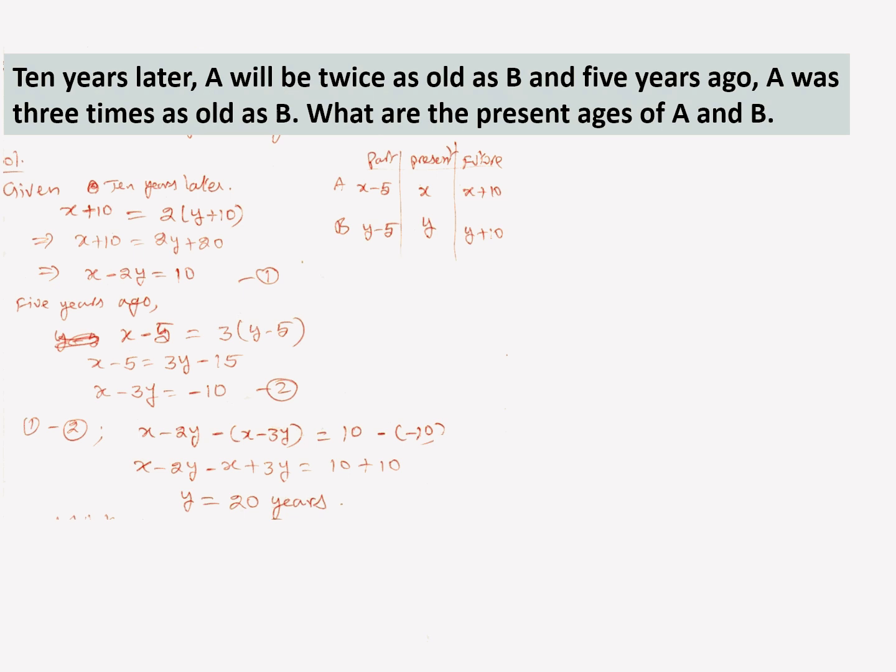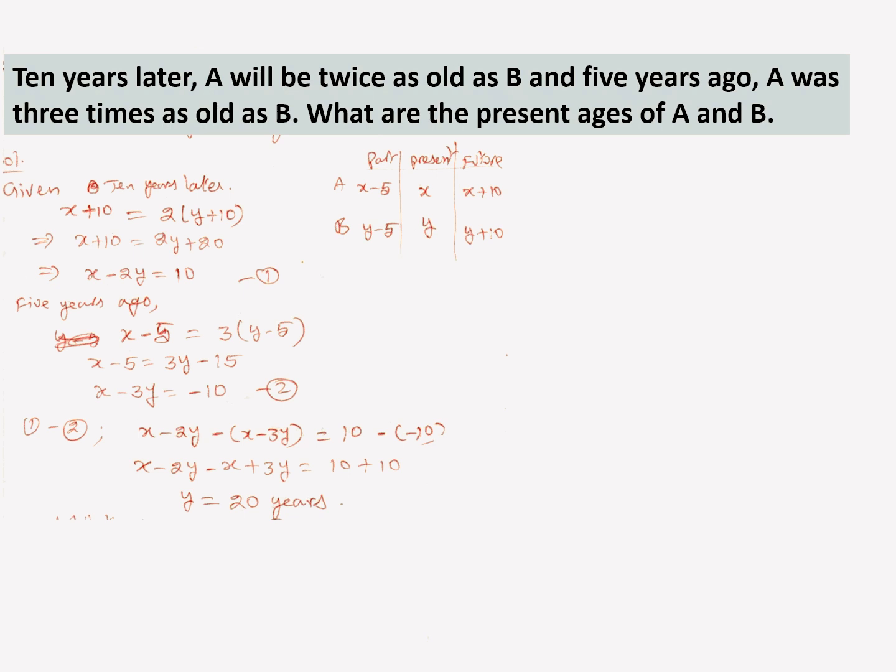So x minus 2y, minus of this left side, I am subtracting first. So x minus 2y minus x plus 3y, equals 10 minus of minus 10. So x minus 2y minus x, minus into minus plus 3y, equals 10, minus into minus plus 10.